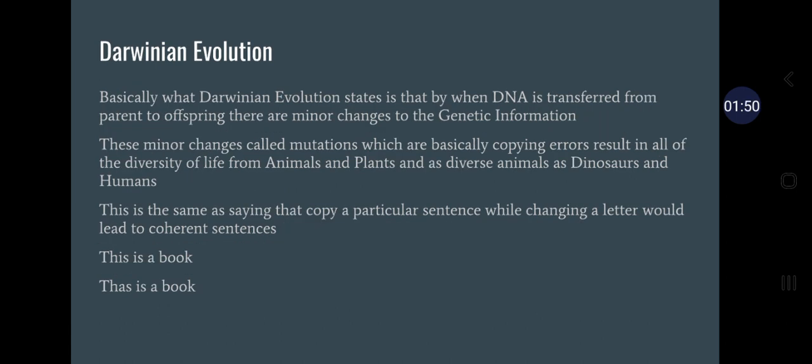This is mainstream. Now, with regards to Darwinian evolution, basically what Darwinian evolution is, is that when the DNA is copied from parent to offspring, there are minor changes in the genetic information. These minor changes are called mutations, which are basically copying errors, and these copying errors supposedly result in all of the diversity of life, from plants and animals, even as diverse as dinosaurs and humans. So basically these minor copying errors are supposedly responsible for all this life.